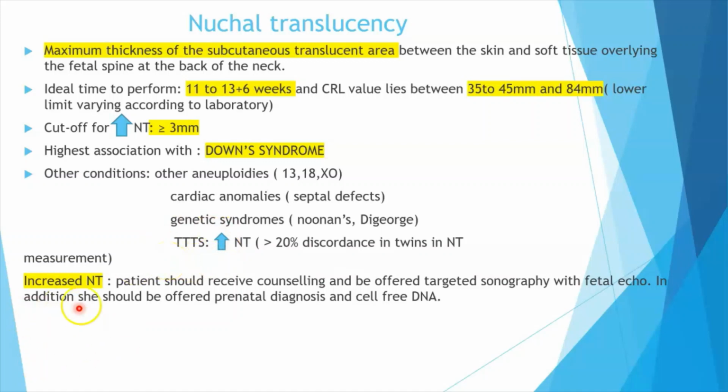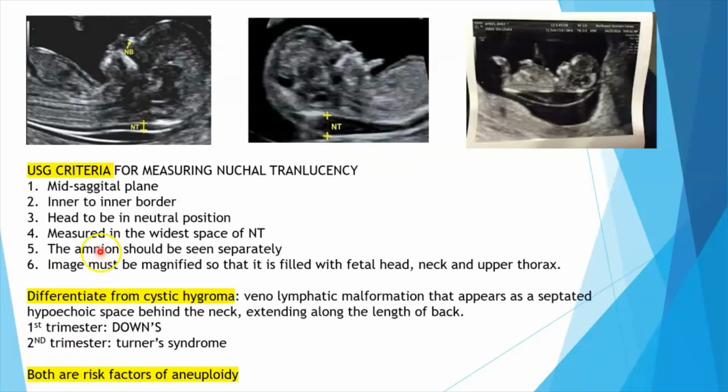Now friends, what to do when you find increased NT? Patients with increased NT should receive counseling and be offered targeted sonography with fetal echo. In addition, she should be offered prenatal diagnosis and cell-free DNA testing. Now friends, there are USG criteria for measuring nuchal translucency. As you can see in this picture, the image should be in the mid-sagittal plane, and the measurement should be taken from inner to inner border.